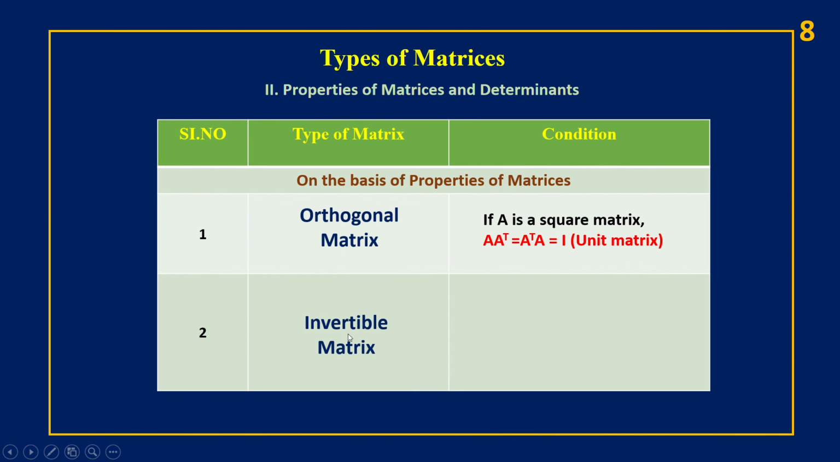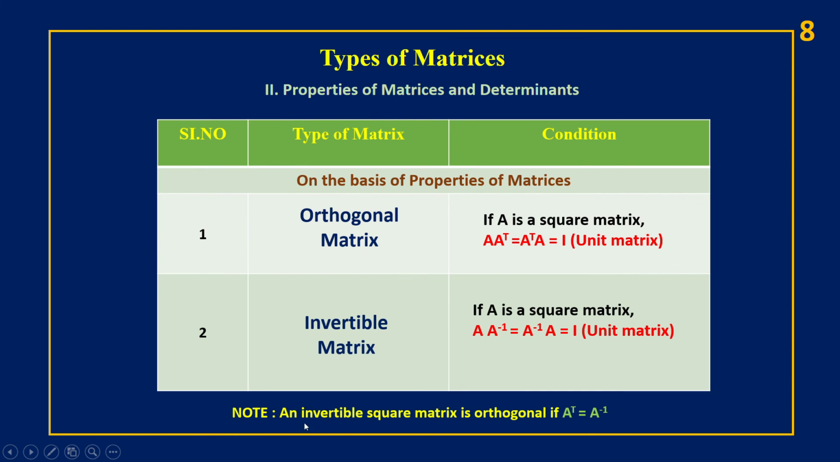And the invertible matrix. The condition for the invertible matrix is that A should be a square matrix and A into A inverse should be equal to A inverse A, which should be equal to the unit matrix. This is the condition for an invertible matrix. Another important point is that an invertible square matrix is orthogonal if A transpose is equal to A inverse. If this condition is satisfied for the invertible square matrix, then that matrix is said to be orthogonal also.